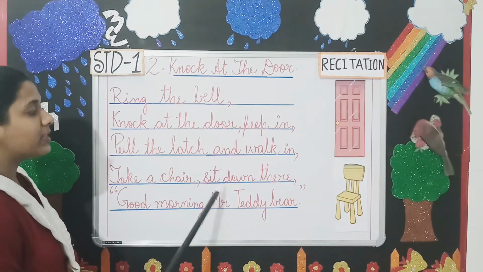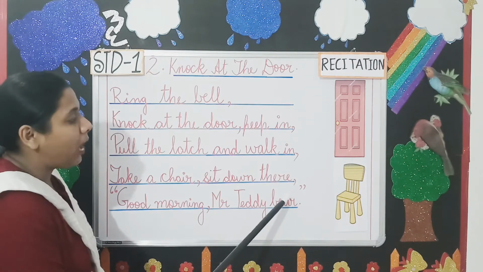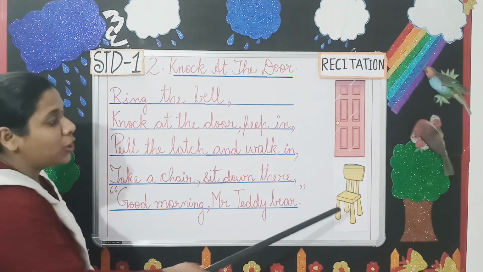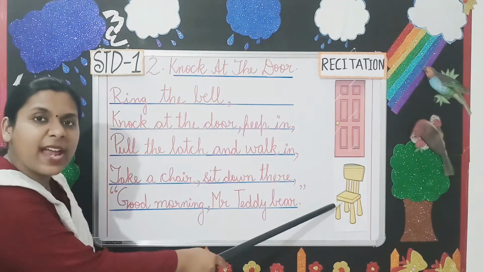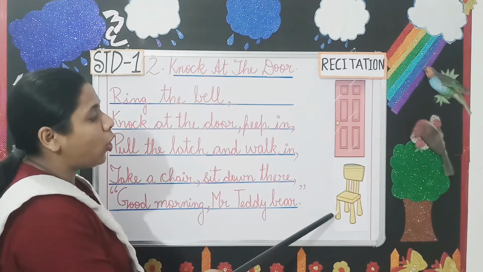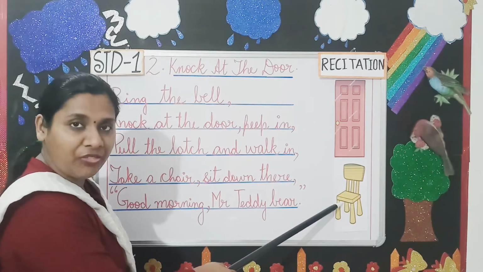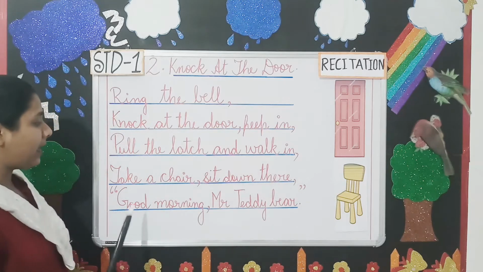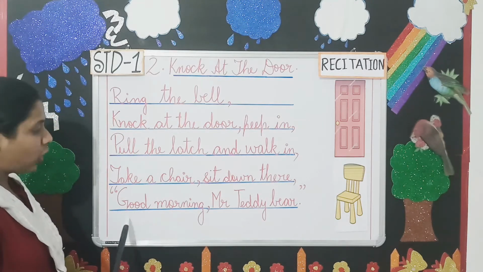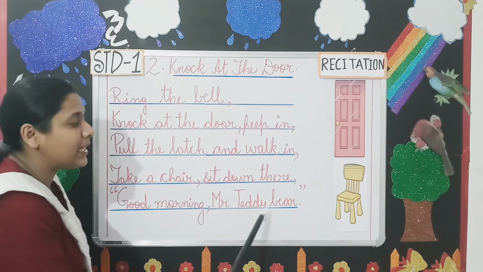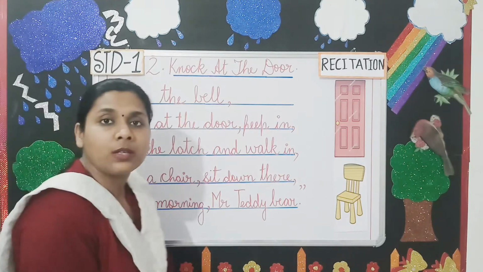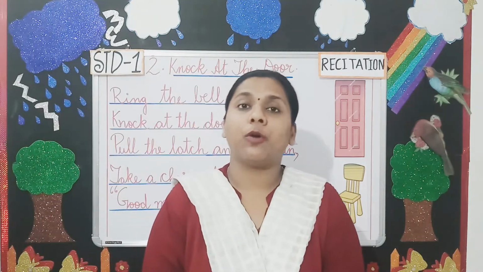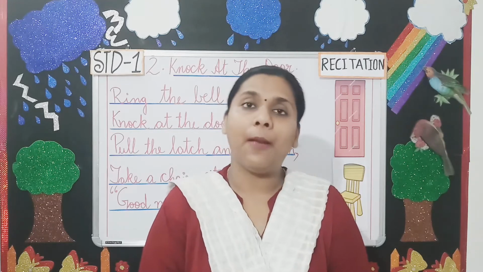Take a chair, sit down there. Now the poet is telling the guest to take a chair. Can you see the chair, students? Yes. So the guest will sit on the chair, and then the poet is greeting, good morning, Mr. Teddy Bear. So the person who visited the poet was Mr. Teddy Bear.